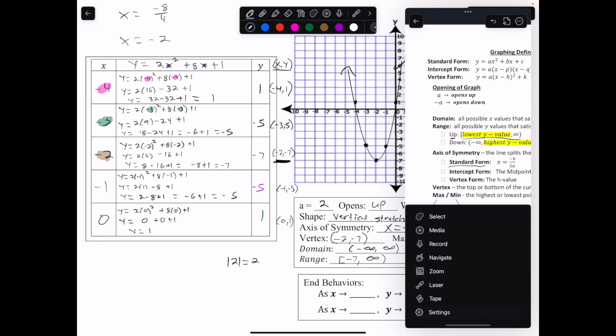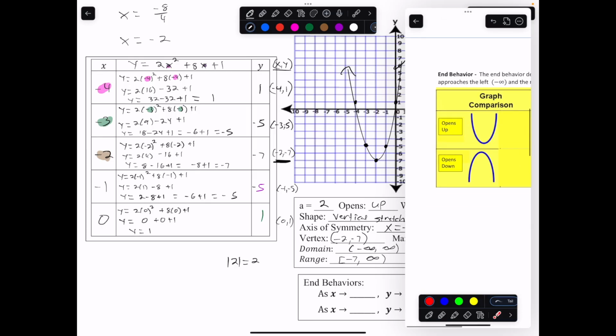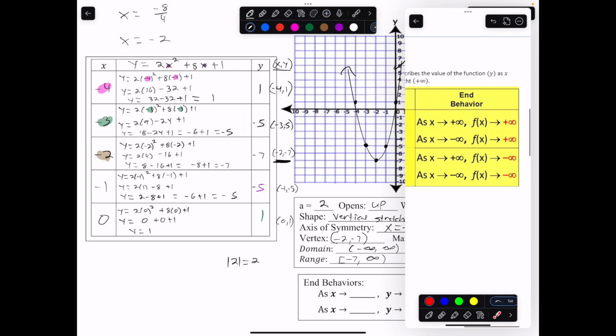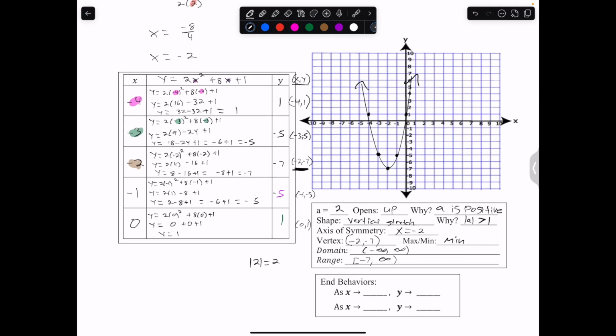Okay. So now let's look at our end behaviors. Now for every graph that opens up, the end behaviors are always going to be the same no matter what. So let's talk about the end behaviors a little bit more just to refresh our memory. So if we're on the x-axis and we keep going to the right forever, eventually we will get to infinity. So as we go towards infinity on the x-axis, we want to know what is this side of the graph doing on the y-axis.